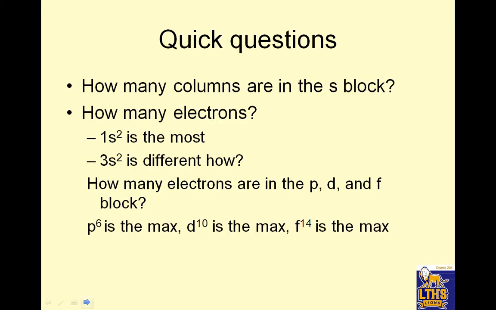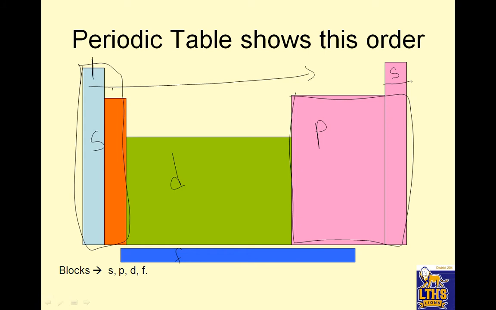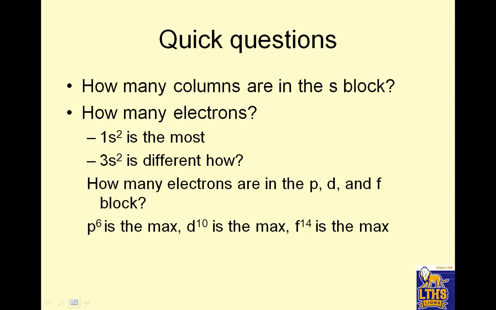How many columns are in the S block? So let's hop back. How many columns are in the S block? There's one, two columns. Two. How many electrons are there? There's two. Okay? So 1s2 is the most that it can hold.